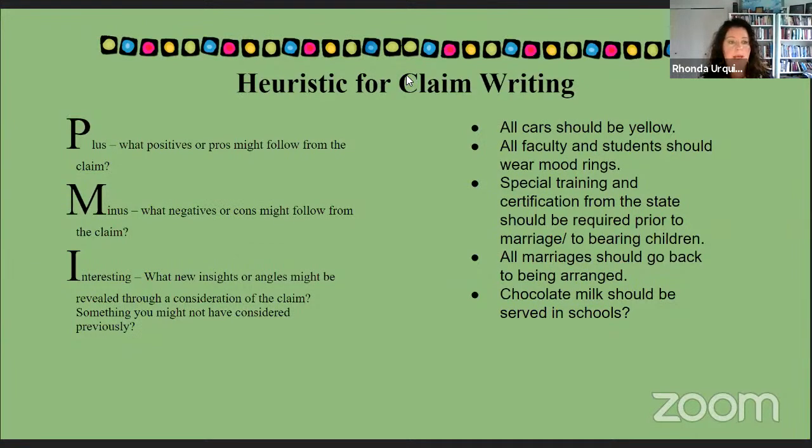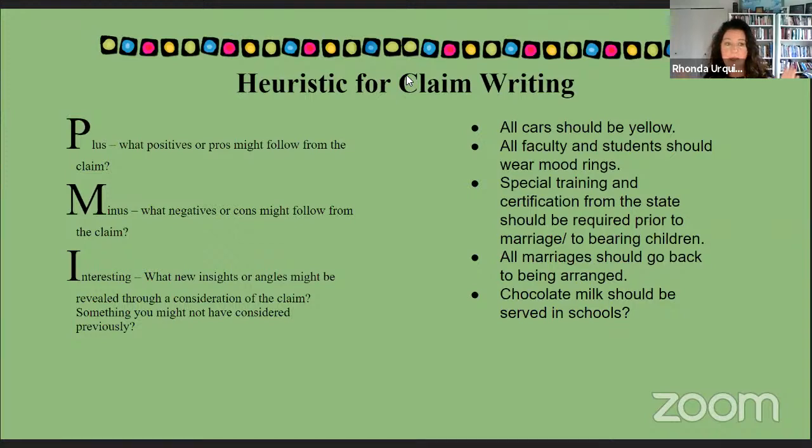So what positive or pros might follow from the claim? What negative or cons might follow from the claim? What is interesting, new, insightful? What angles might be revealed through consideration of the claim? So this is maybe something that someone may not have considered previously. So bulleted here on the side, there's all these different types of things and topics that could come up. And I just want us to grapple with the first one, that all cars should be yellow.